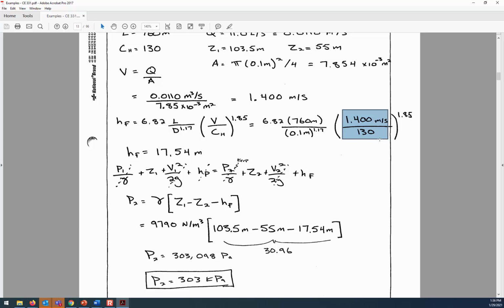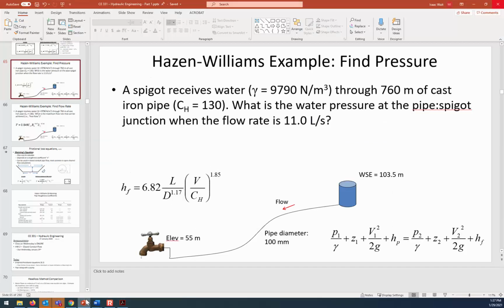So, all right, Gavin says, does Q in not equal Q out? Yeah, Q in does equal Q out, depending on where you're drawing the control volume. So if you're drawing the control volume around the tank, then Q in is 0 and Q out is 11 liters per second. But if you draw your control volume at some section of the pipe, then yes, flow in equals flow out there.